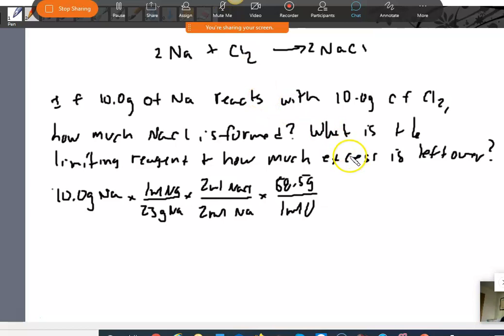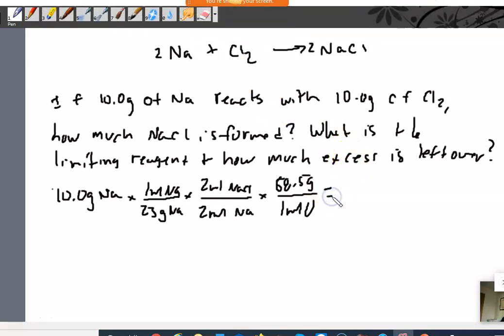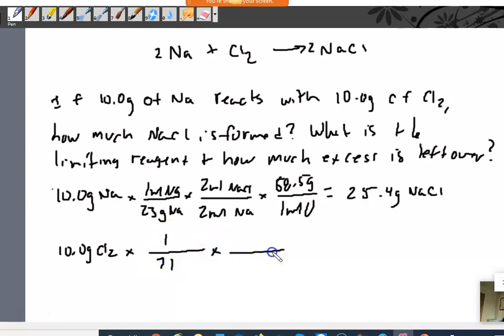Alright, sorry about that. Kids are done with whatever their assignment is. Alright, so I get 25.4 grams here of sodium chloride. And then we do the same thing for chlorine. I'm just going to put the numbers. So this is 1, this is 71, and then this is a 1-to-2, and then 58.5. So 10 times 2 times 58.5.